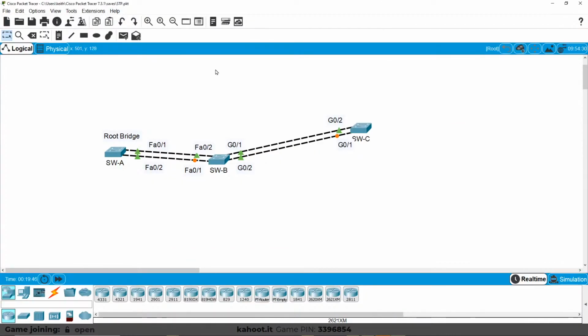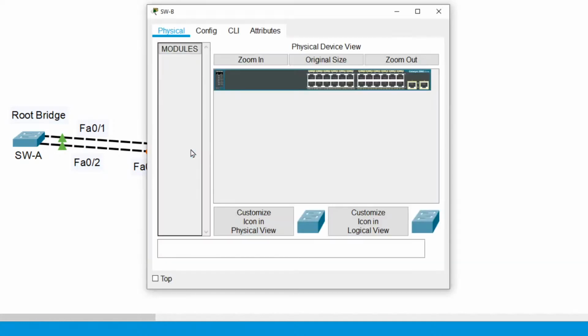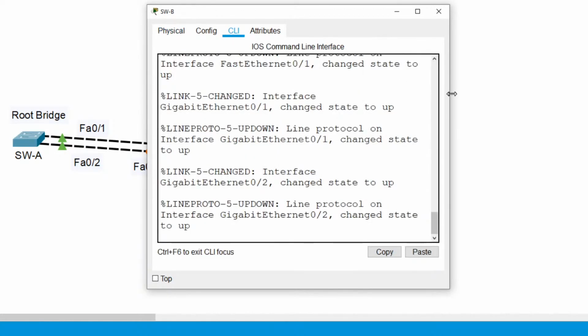Let me bring this up. Here's the actual lab right here, and you can see right here the LED indicator. Let me bring this a little bit bigger. The LED indicator right there indicates that it's not forwarding. So gig 0/2 is not forwarding, and that's because gig 0/1, if we take a look at gig 0/1 on switch B, and we go to the CLI here for a moment.